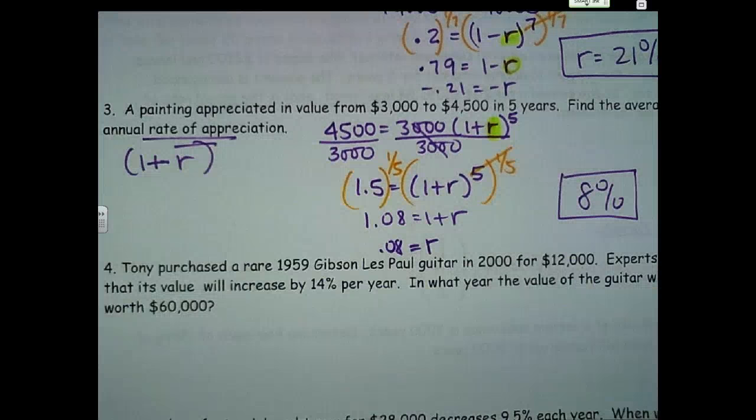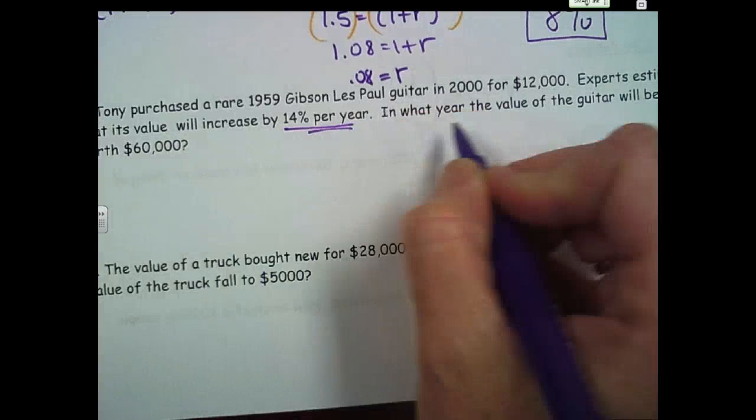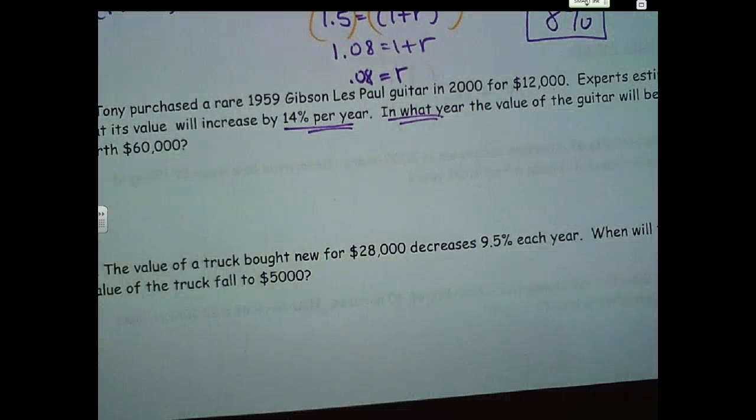Okay, read number 4, please. Okay, it's a Les Paul guitar, right? And it's obviously going to increase in value. They think that it's going to increase by 14% a year. In what year will the guitar be worth $60,000?